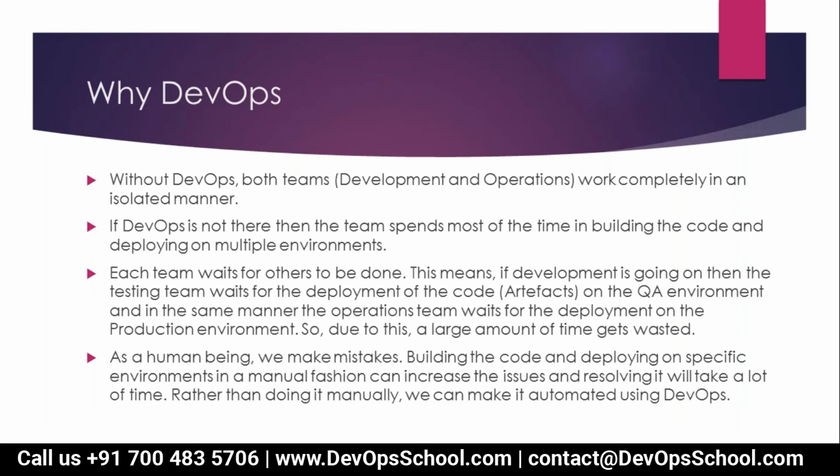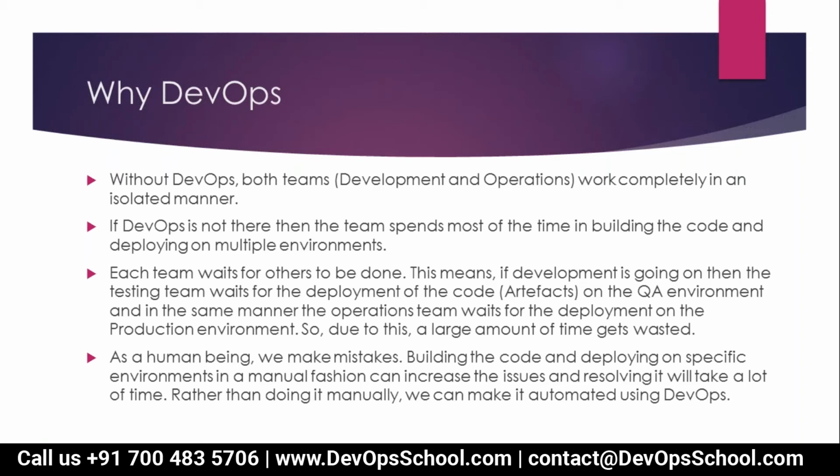Why DevOps? Without DevOps, both teams, development and operation, work completely in an isolated manner. If DevOps is not there, then the team spends most of the time building the code and deploying on multiple environments. First they deploy in SIT, then UAT, then production. Each team waits for others to be done. What work are the team members waiting for? What work do they have to complete before the other person can start theirs?